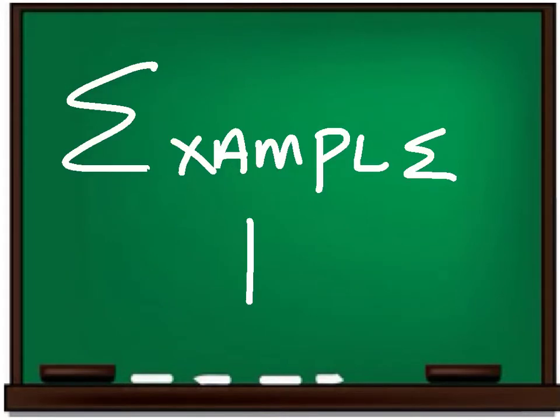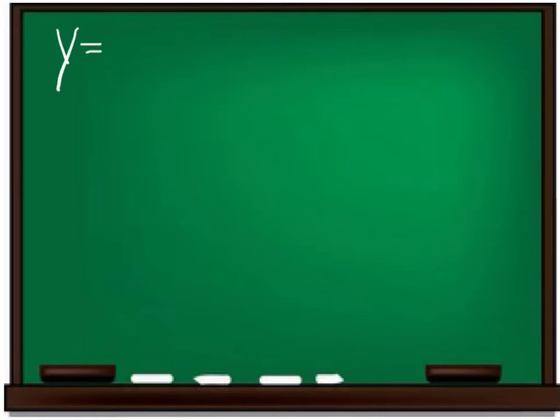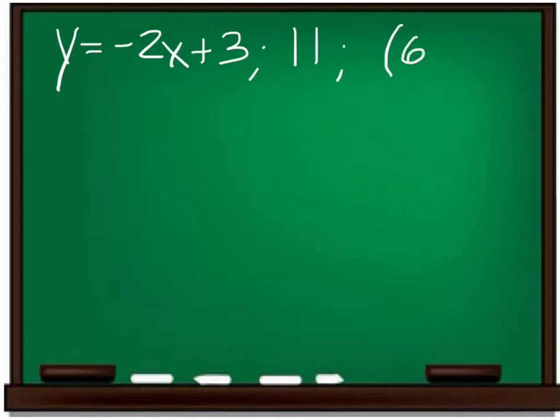Example number 1. Y equals negative 2x plus 3. We need a line that is parallel. That's not an 11. That's a parallel symbol. This line must be parallel to y equals negative 2x plus 3 and pass through the point 6, negative 4.